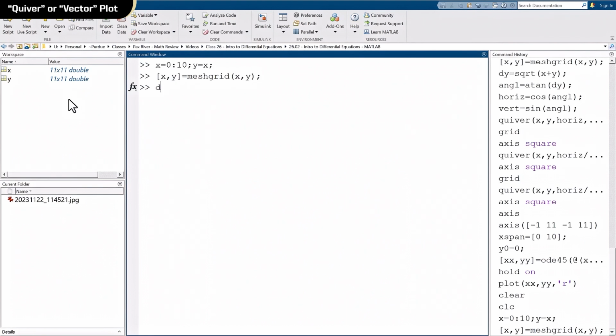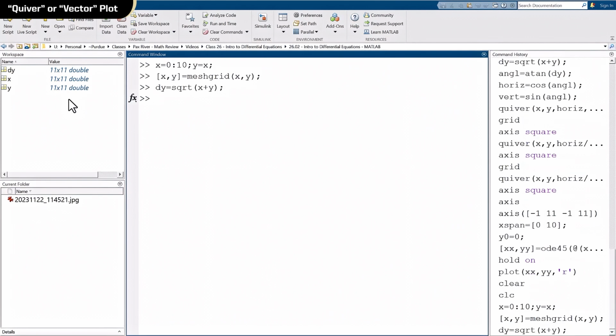Next thing I'm going to do is I'm just going to calculate the slope at every point, just like the equation says, because remember, dy over dx is the square root of x plus y. Well, if I know x and y, let's just plug those in and see what happens. I'm calling this dy. I guess I could call this dy dx or something like that, but that's the variable I've chosen. So there it is. Now I have a value of the slope at each one of those points.